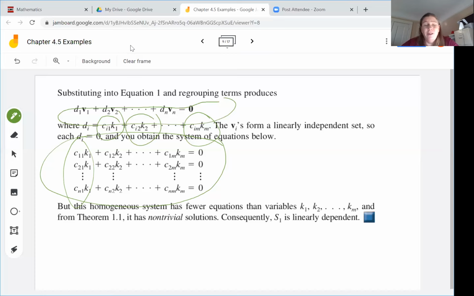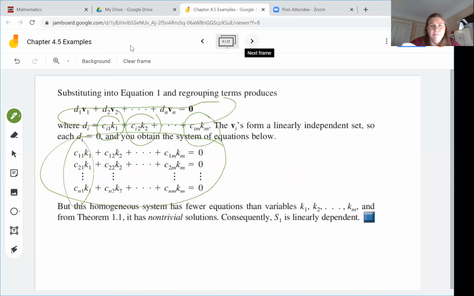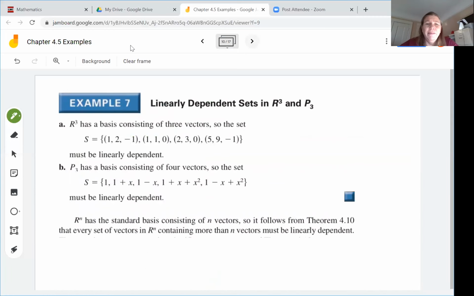It also makes some sense because if you've got extra equations in there, if m is greater than n, then you're going to have some extra combinations. So that's what we've shown in here. All right, let's look at an example illustrating this. This is example 7 from the text. So we're going to show two linearly dependent sets.